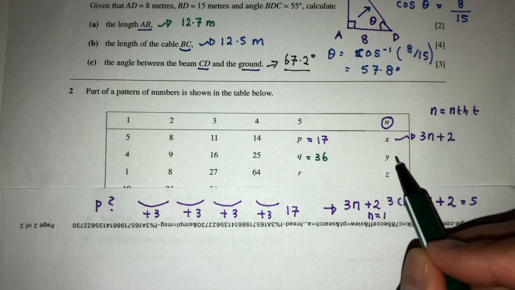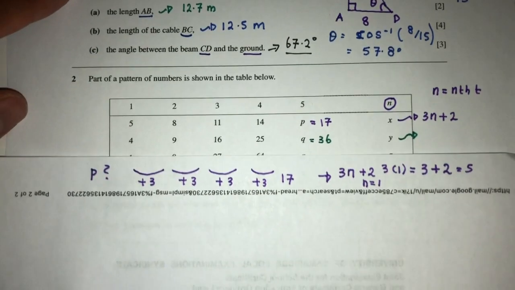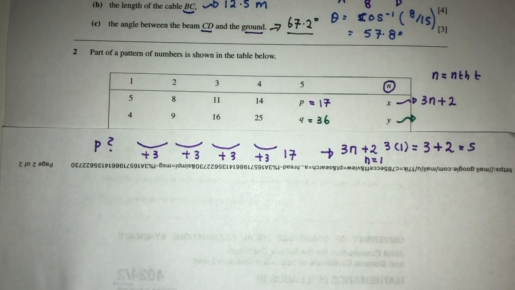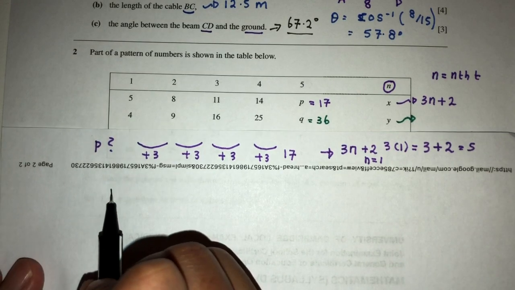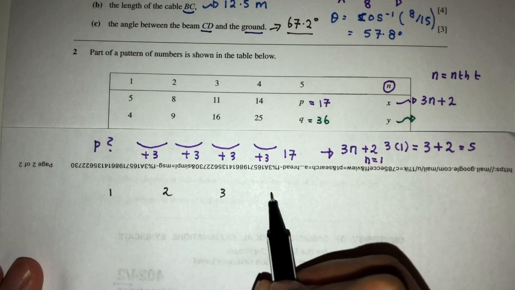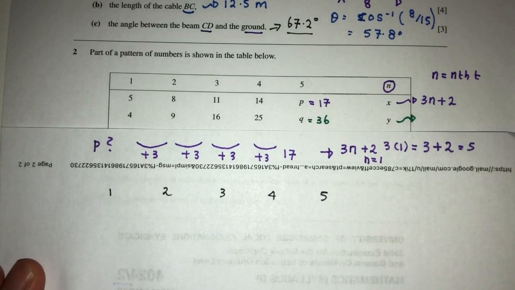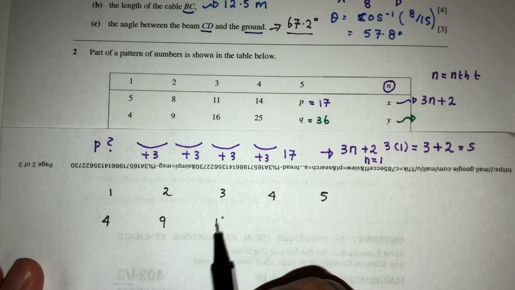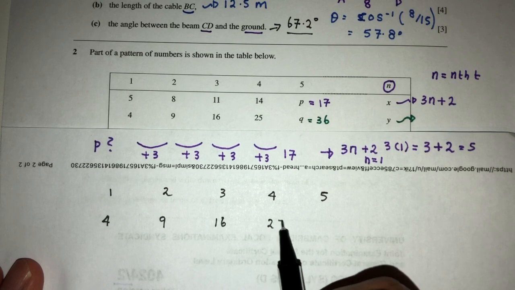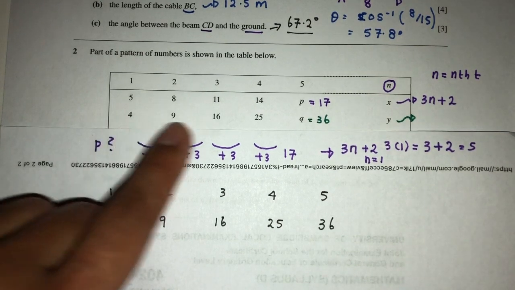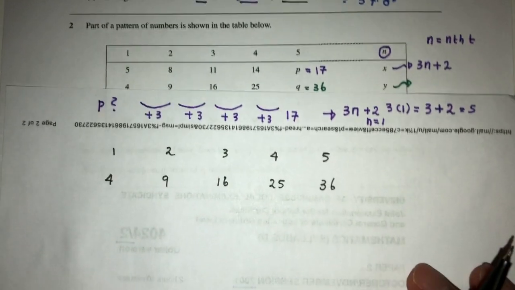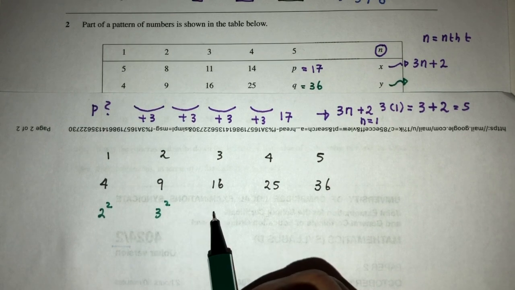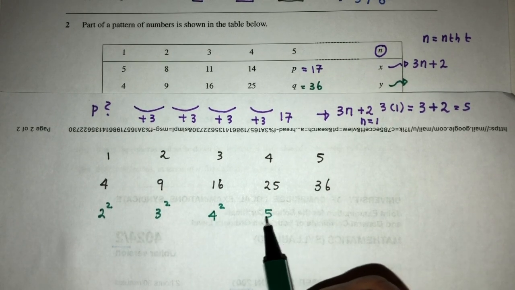Now, how would you find the nth term? If you observe, we can do something. Let me rewrite everything down again. So right now we have the first term, second, third, fourth, and fifth term. This is 4, this is 9, this is 16, this is 25, and this is 36. This is for this line. Now, what is 4? 4 is simply 2 square. 3 square, 4 square, 5 square, and 6 square.